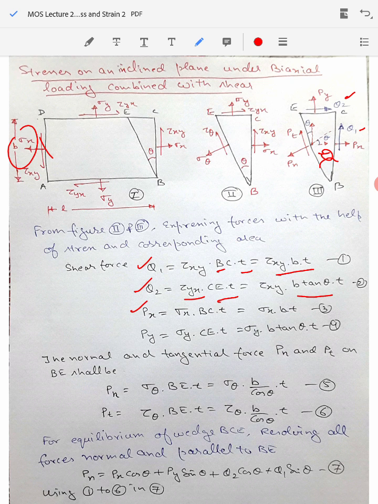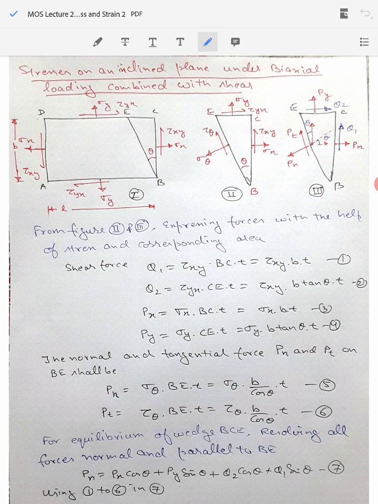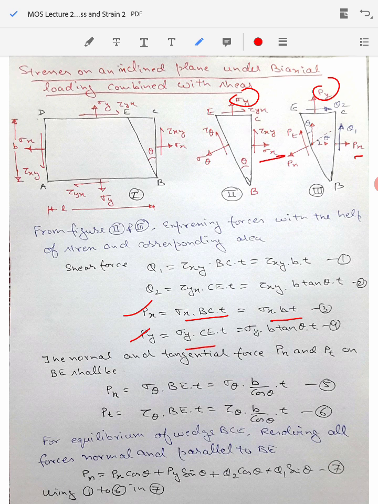Now let's talk about the force Px. The force Px will be equal to the corresponding stress sigma x acting on the area BC into T. BC is equal to B, so again sigma x into B into T. Similarly, Py will be equal to the corresponding stress sigma y multiplied by CE into T. CE is B tan theta, so you get this expression here.